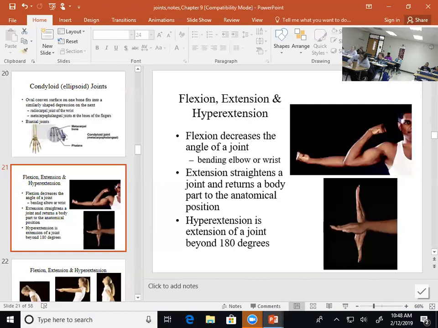Hyperextension means that you go beyond that angle. There are some joints that should never be hyperextended. How about your elbow? Do you want that hyperextended? How about your knee? I just flexed it and I just extended it, but do I ever want hyperextension of the knee? No.